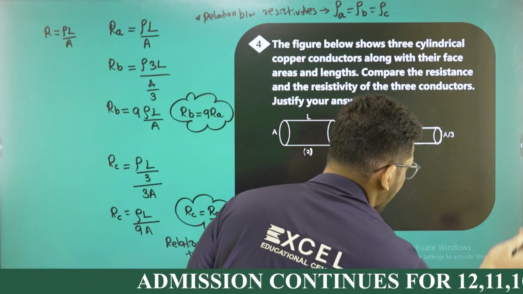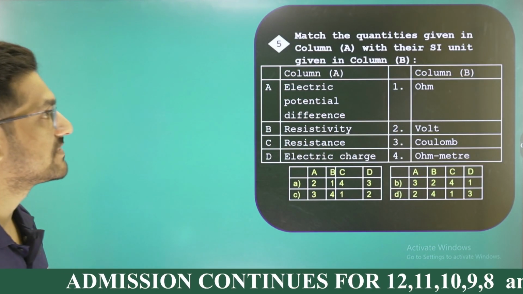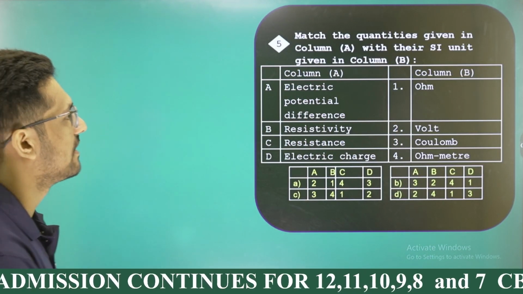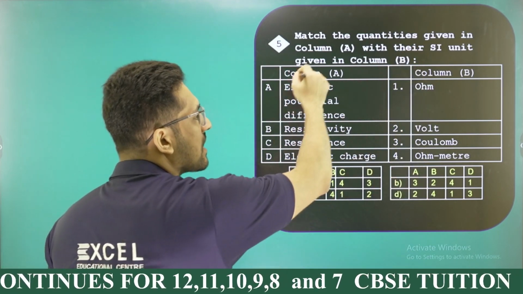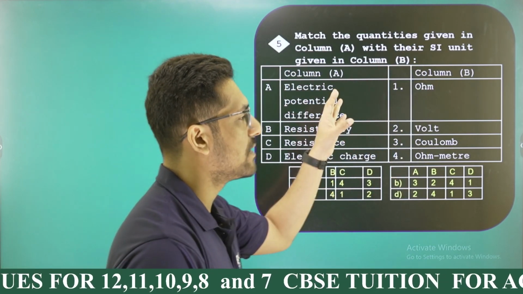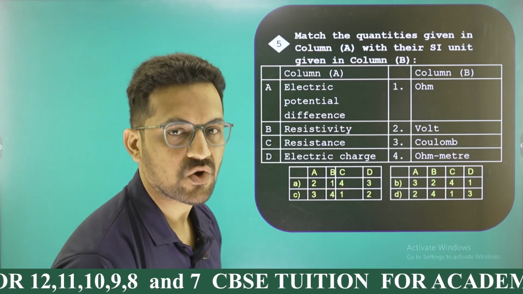Okay. Now, let's see the next one. Yeah, it's a good question. What is that? There is column A, column B. In column A, there are some quantities. Column B has some units. You have to match them.